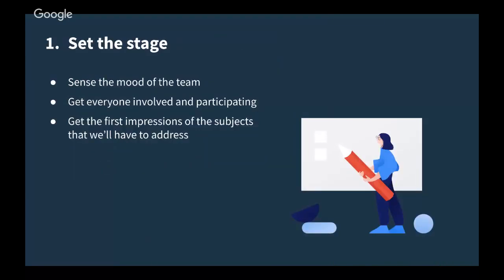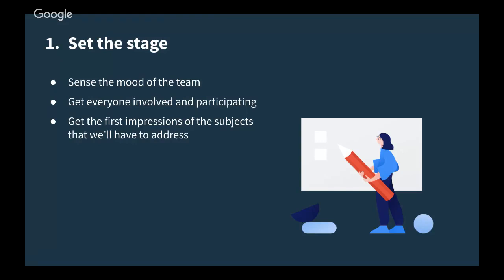So the first part is set the stage. What you want to do here basically is to get everyone on board and participating. So what you want to do is to sense the mood of the team. It's great to see if people are willing to participate. If anyone is tired and maybe doesn't want to get involved, here is where you're going to know that, and here is when you could do something to get everyone participating. So there are a few dynamics.